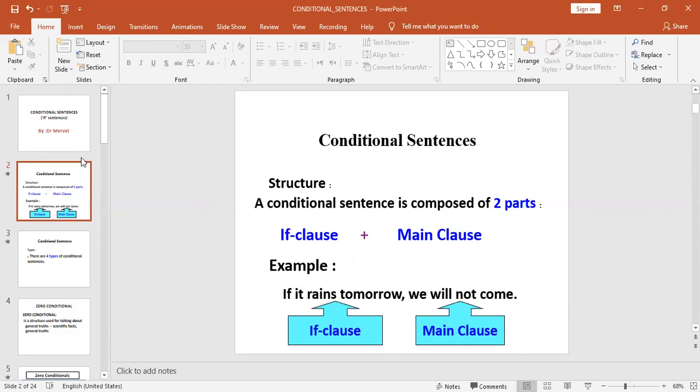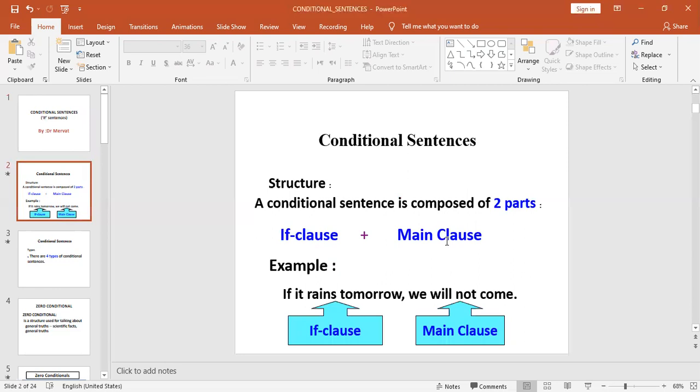Conditional sentence. Here we have the structure. A conditional sentence is composed of two parts. If I speak about if, I have two parts. The first part is the if clause, and the second part is the main clause.